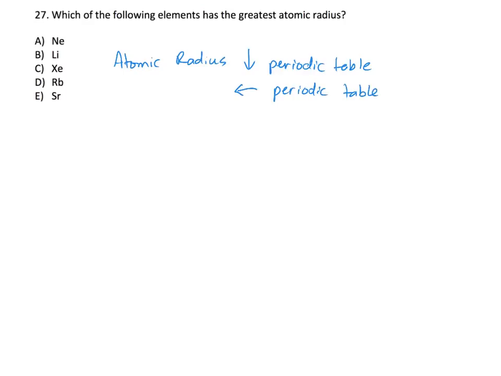And the reason for this is because as you go to the left of the periodic table, the nuclear charge is getting lower, and that pulls the electrons that are in the outermost shell less effectively. And so we basically just have to identify where all of these elements are on the periodic table and arrange them based on these two simple rules. The one that is furthest to the left and farthest down the periodic table is rubidium. So the order goes Rb is the largest, followed by strontium, then xenon, then lithium, then neon.